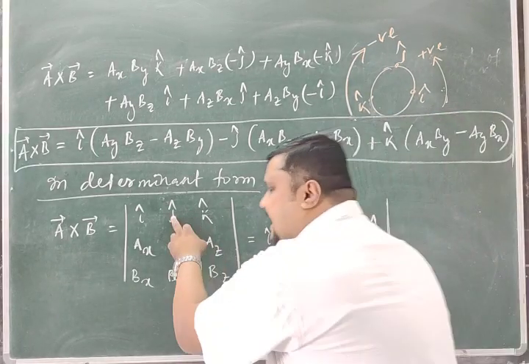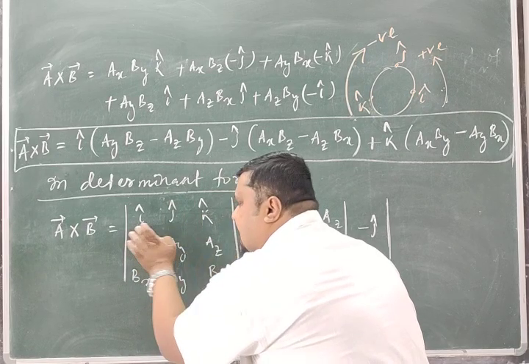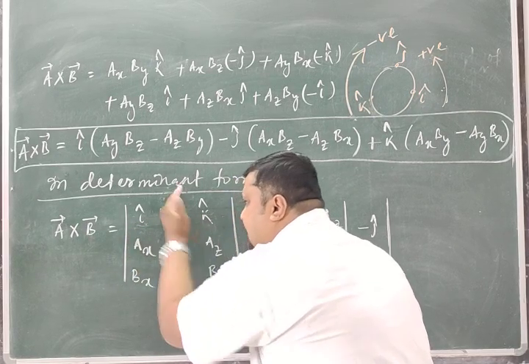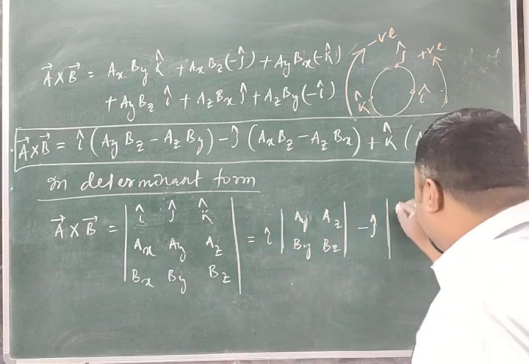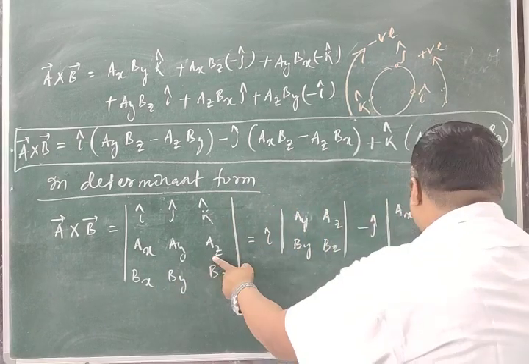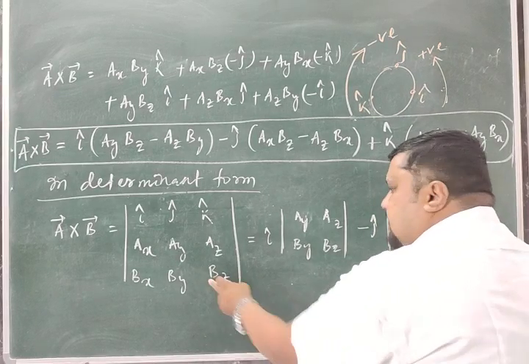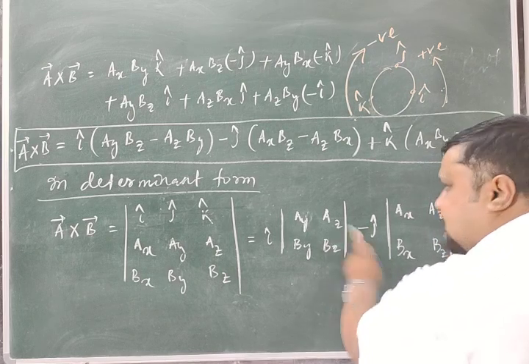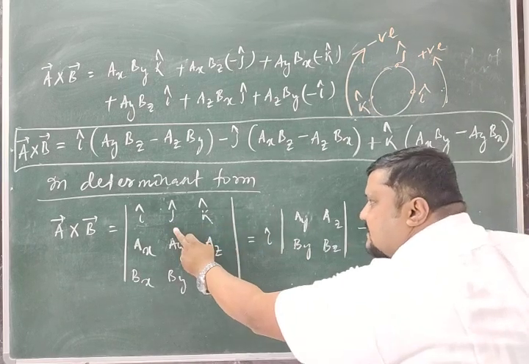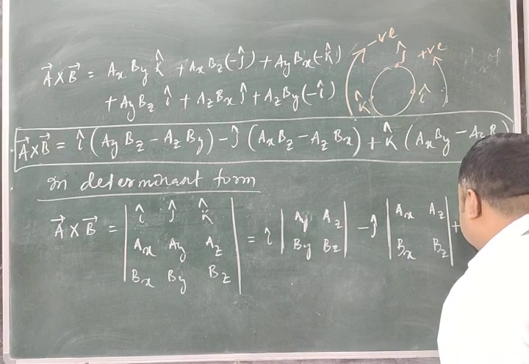If you take this j cap, leave that row and this column. So j cap means this row is left, and this column, ay, by, is left. So the rest is ax, az and bx, bz. Then after minus j cap, this is plus. When you write this one, you should put k cap.